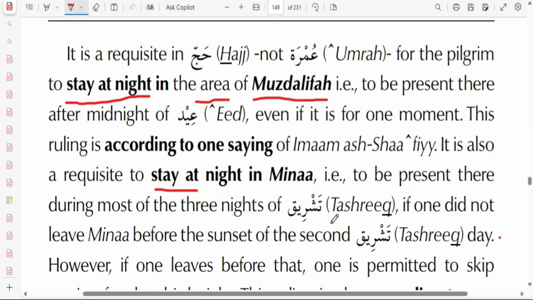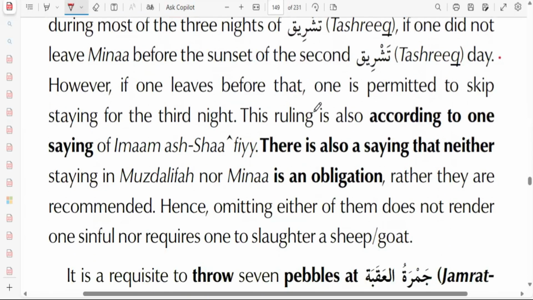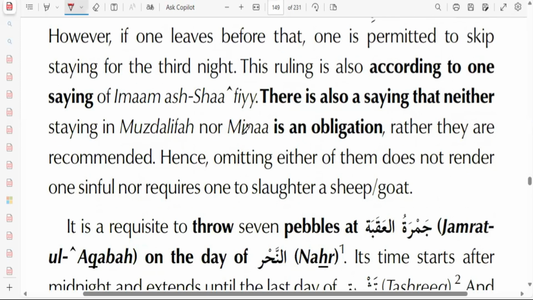Yani, out of the mercy of Allah, that is. Yani, as a demonstration of the ease of the religion. However, if one leaves before that, one is permitted to skip staying for the 3rd night. So I think that's clear. If you have a question, go ahead and ask. This ruling is also according to one saying of Imam Ash-Shafi'i.